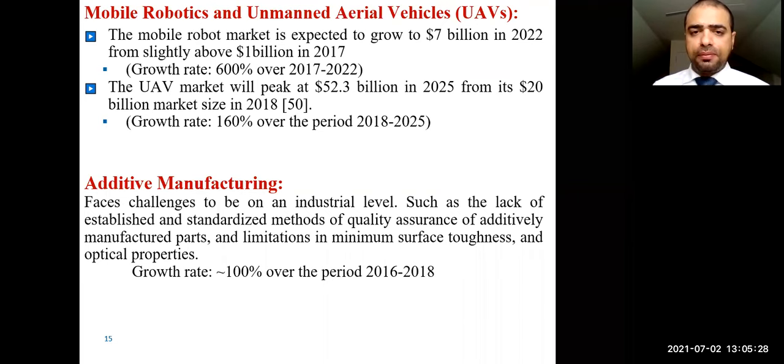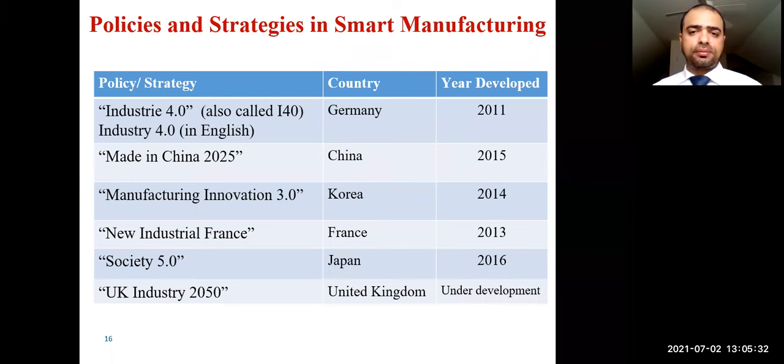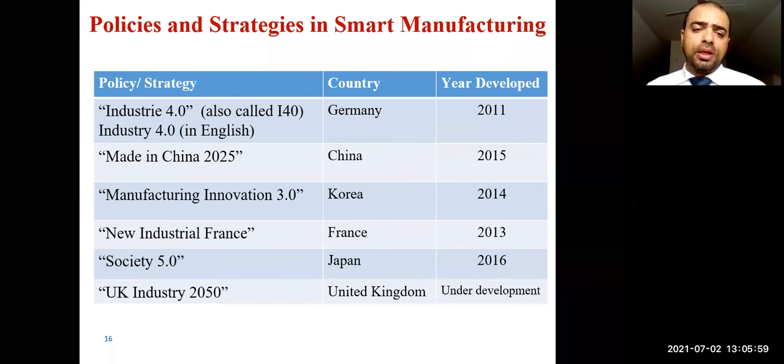So let's talk about the policies and strategies in smart manufacturing. The countries that have policies for smart manufacturing and next generation manufacturing: Industry 4.0 in Germany, which was developed in 2011. In China's case, they actually change policies every 10 years. Right now, the current policy is called Made in China 2025, started in 2015.